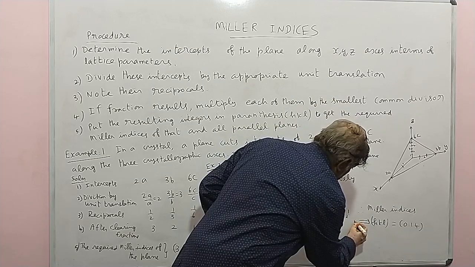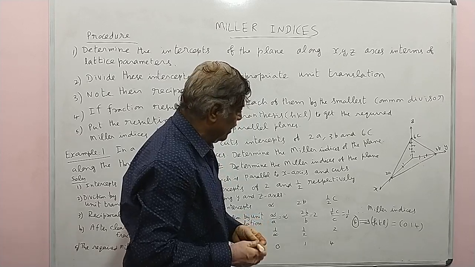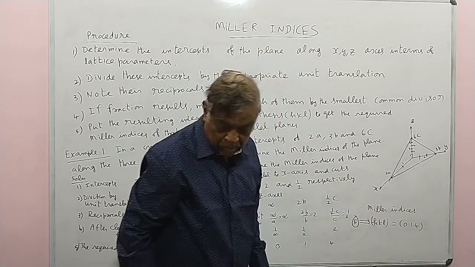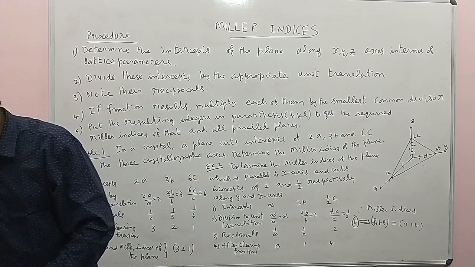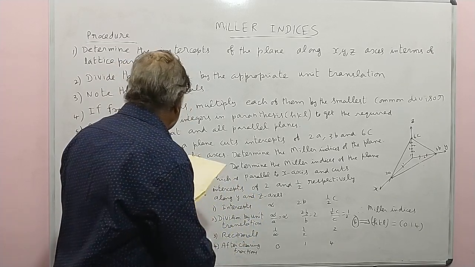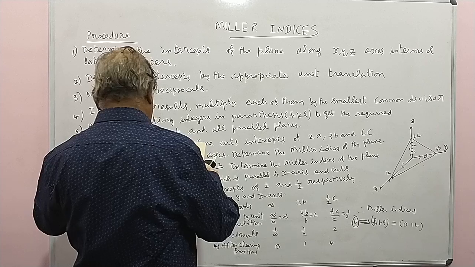This is the fifth step. The Miller indices can be written within the parentheses (hkl), which is equal to (014). So this is the second problem. Now let us do some more problems.